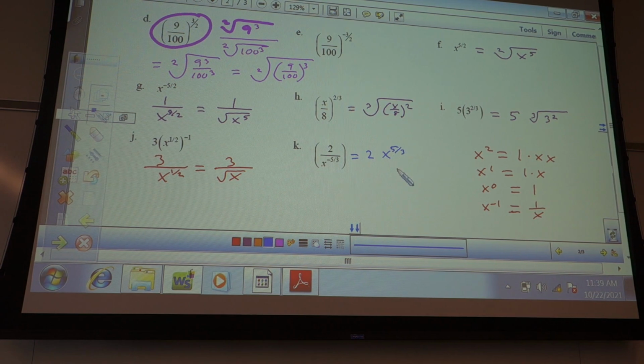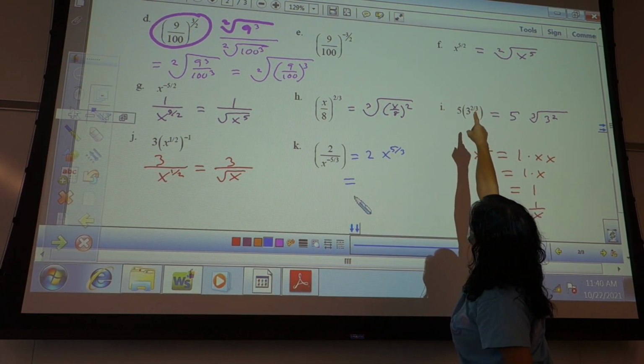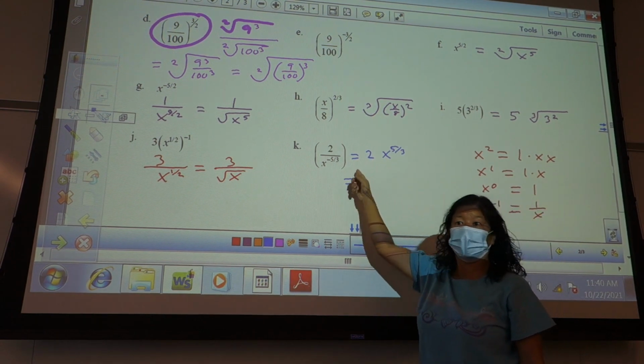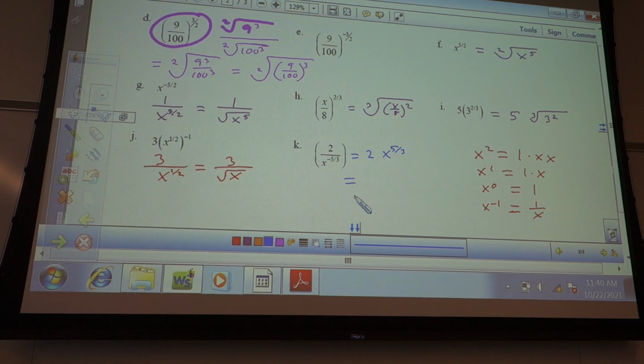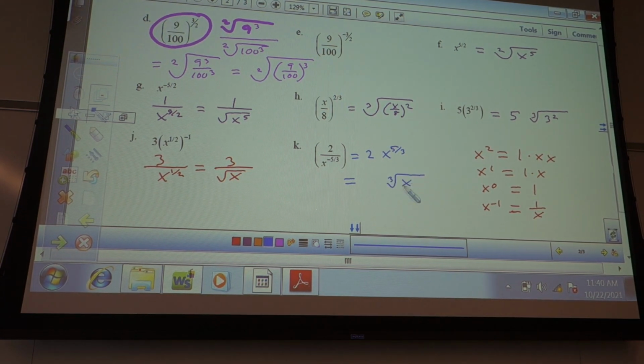What's being raised to the 5/3? Just the x. Everybody on board? So this one is just as easy as simplifying that one up there, f. It's just like f. The only difference is you have a 2 multiplied in front. So everybody clean that one up. So x to the 5/3. What goes in the little crook? 3. And then inside the square root symbol goes the 5. x to the 5th. Good. And don't forget, in front I have 2 times that, so 2 in front.